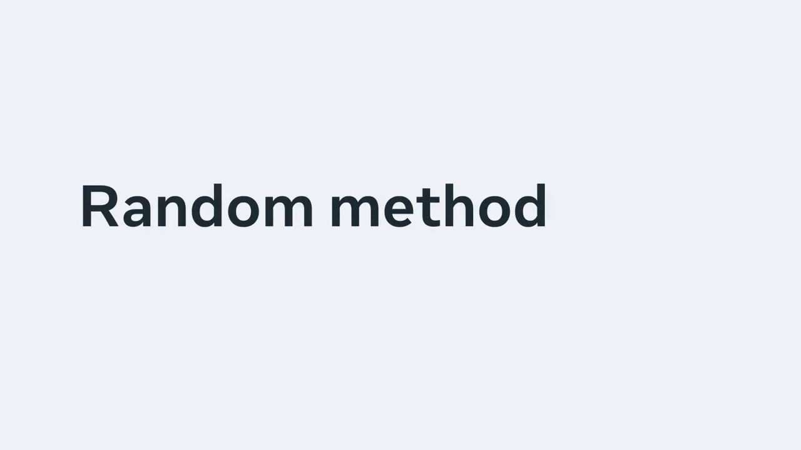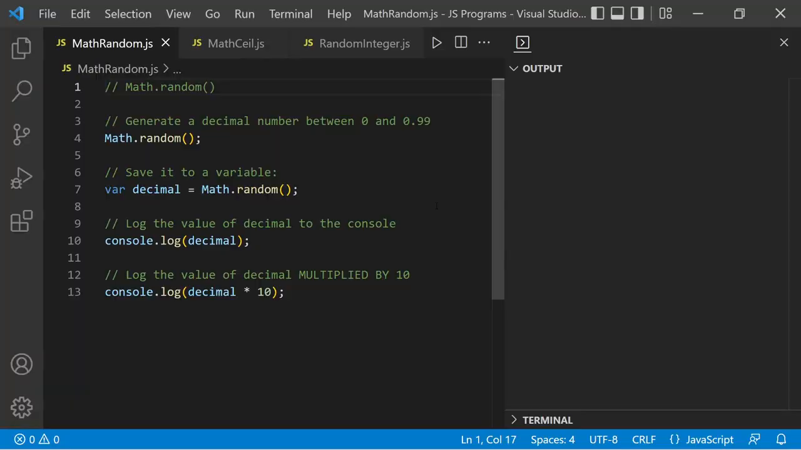In this video, you'll learn how to use the random and ceil methods of the math object in JavaScript. The math object is really useful when using some of its built-in methods, one of which is the random method. For example, this method allows you to generate a decimal number between 0 and 0.99. So let's explore how the random method works in practice.